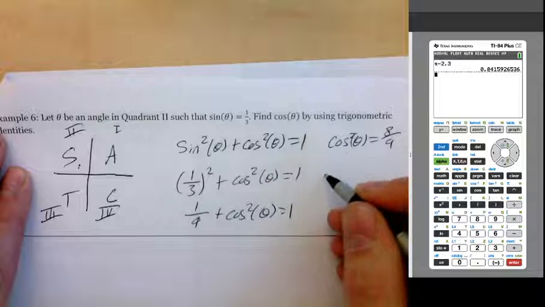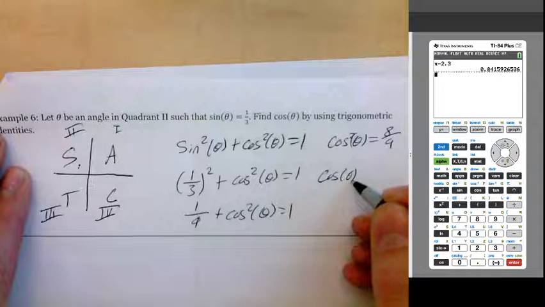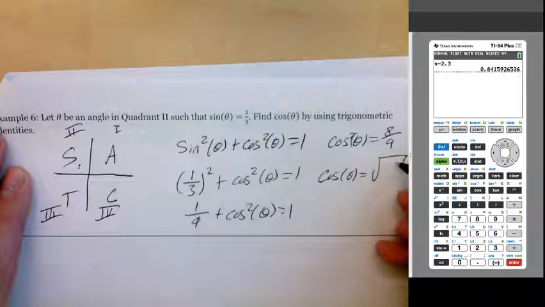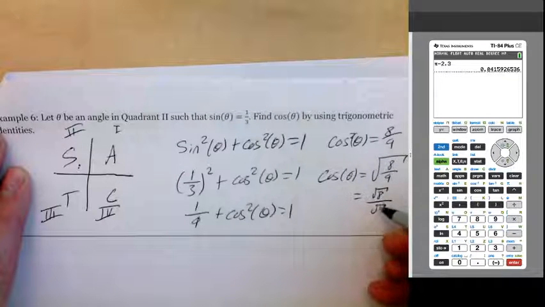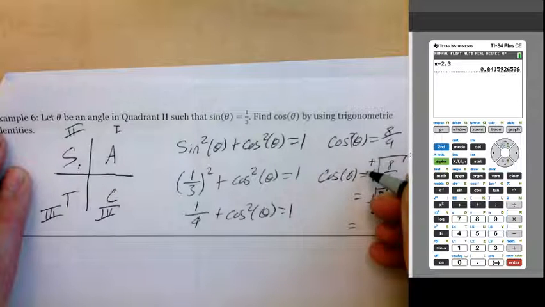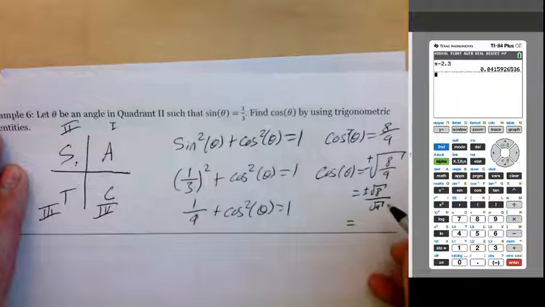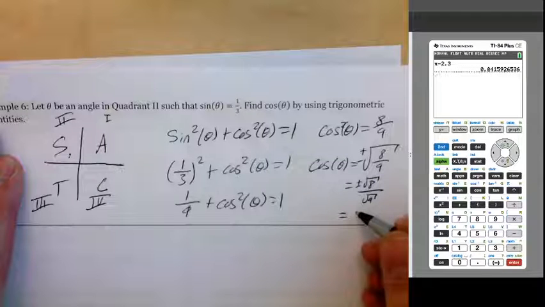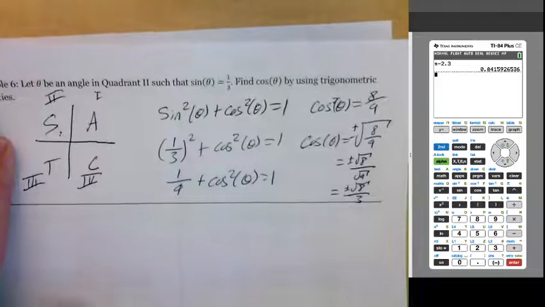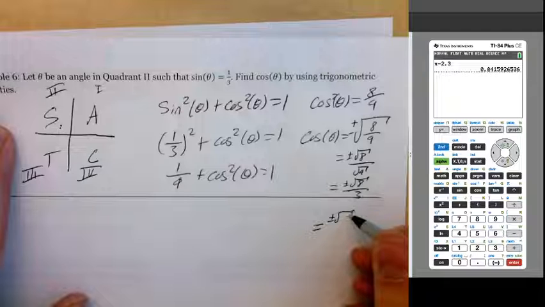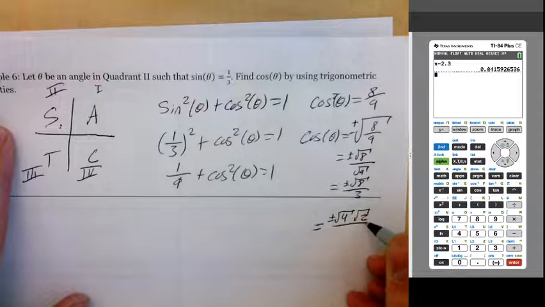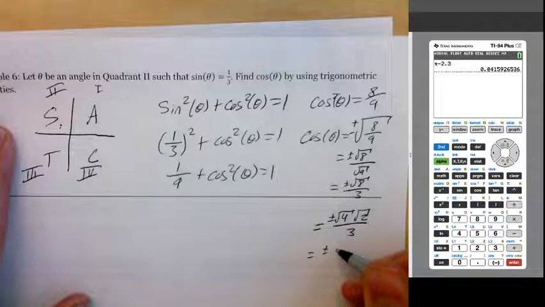And to solve for cosine now, we have to square root both sides. So that's going to be the square root of 8 over 9, which is equivalent to the square root of 8 over the square root of 9, plus or minus. So that's going to be plus or minus root 8 over 3. And root 8 can actually be simplified as well because it's divisible by 4. So we write this as plus or minus root 4 times root 2 over 3, which is plus or minus 2 root 2 over 3.